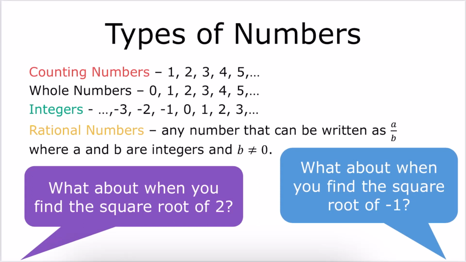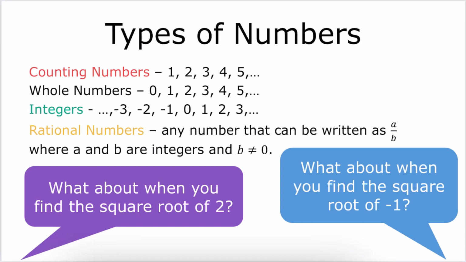and we'll just look specifically at square roots, but there's also things like cube roots as well. But if you try to find the square root of a rational number like the number 2, which also happens to be a whole number and an integer and a counting number, the square root of 2 cannot be written as a fraction a over b, where a and b are integers. And so this gave rise to the idea of irrational numbers.